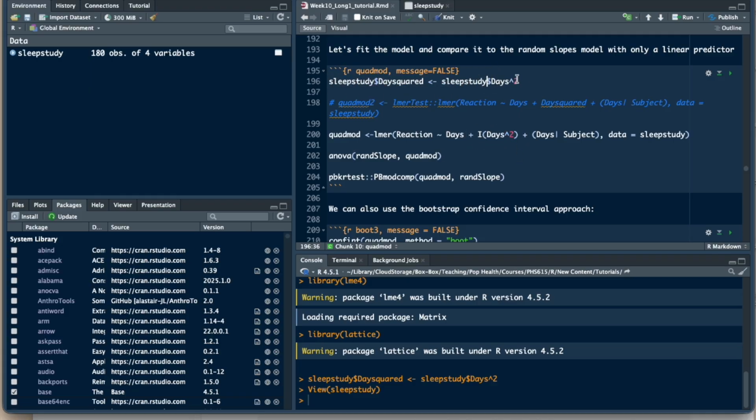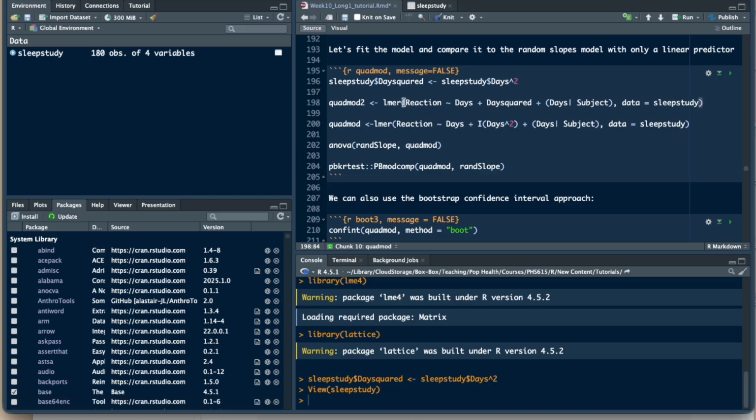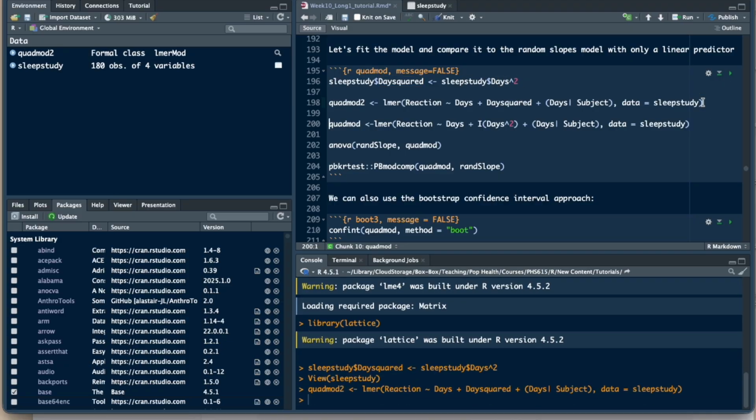We could add a squared predictor to our data set, or we could use, so here I'll just show you the difference. If we didn't want to get ourselves confused, we have this new variable, our quadratic version of days, and we fit the model. We can also do that within our function call. It's better to do this one if you've got a lag. So we don't have a lag in our data set, so it's okay to do this.